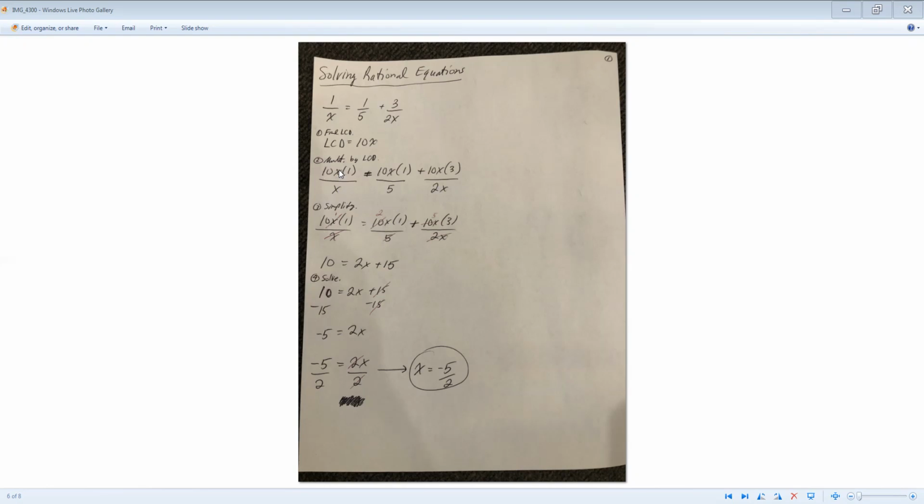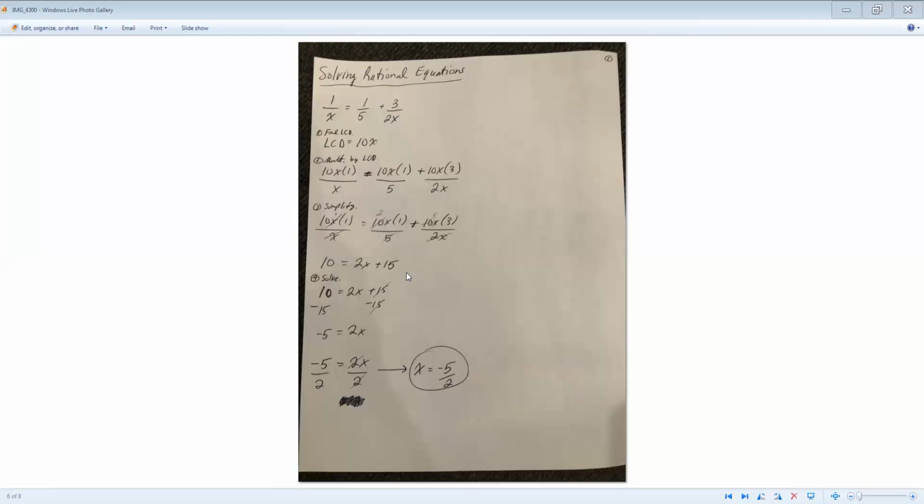So x will cancel out into the 10x, leaving you with 10 times 1, which is just 10. 5 divides into the 10, leaves you with 2. So there's 2 times x times 1, which is 2x. And then 2x divides into 10x and leaves you with 5. So there's 5 times 3, which is 15.